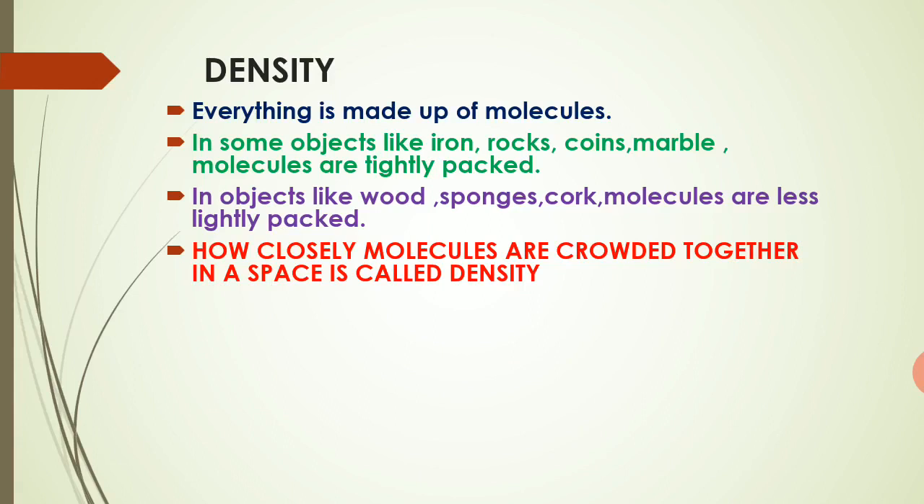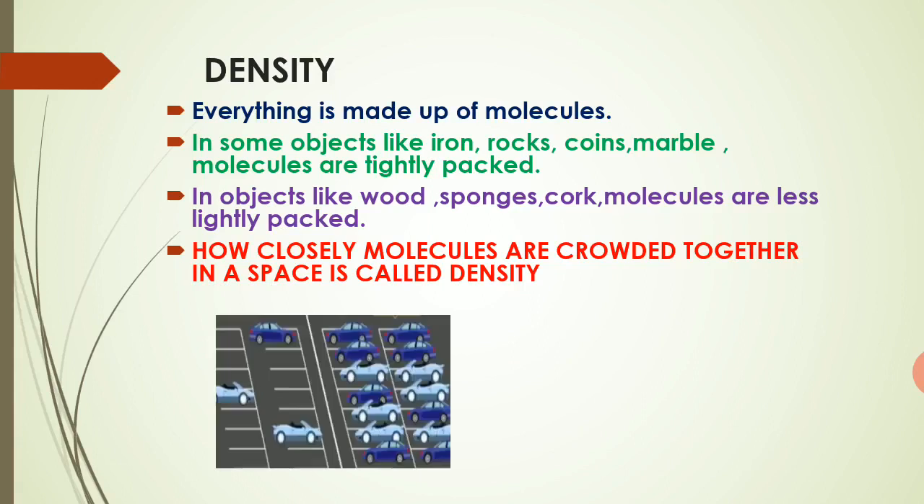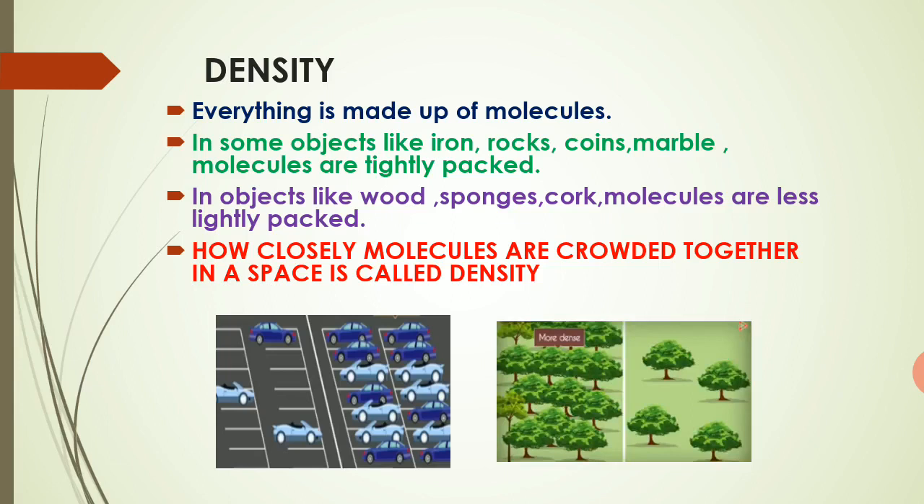Now let us try to understand with the help of this picture. This picture shows a car parking area. Both the areas are equal. They have equal space. In the first area, you can see only 3 cars are parked, and in the second, 14 cars are parked. So we can say the second parking area is more dense than the first one.